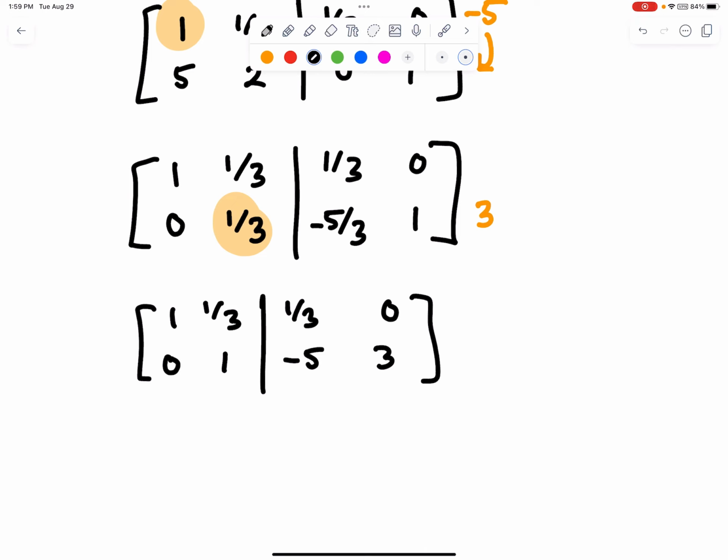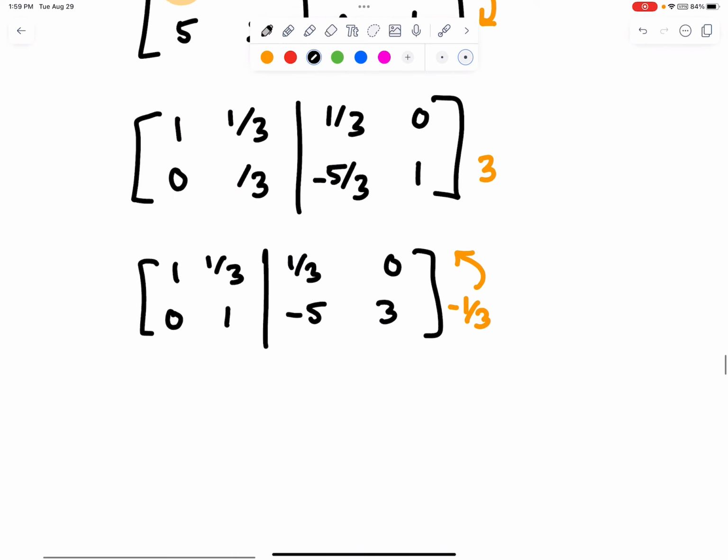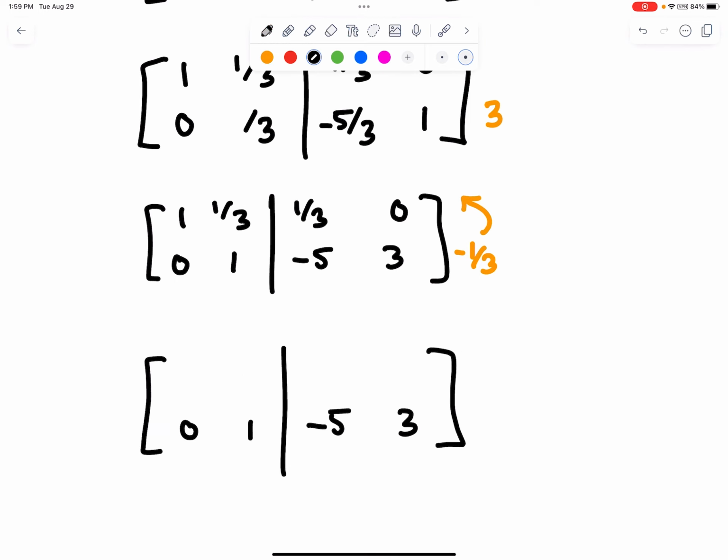Okay, my next goal is to make this entry right here a 0. And then I'll have the identity matrix on the left. I'm going to multiply the bottom row temporarily by -1/3, and then add that to the first row to change the first row. So I'm not changing the bottom row. -1/3 times 0 is 0. Add to 1 stays 1. -1/3 times 1 is -1/3. Add to a third goes to 0. -1/3 times -5 will be 5/3, and add that to 1/3 is 6/3, but 6/3 is just 2. So we get a nice clean number there. And -1/3 times 3 is -1. Add to 0 is -1.